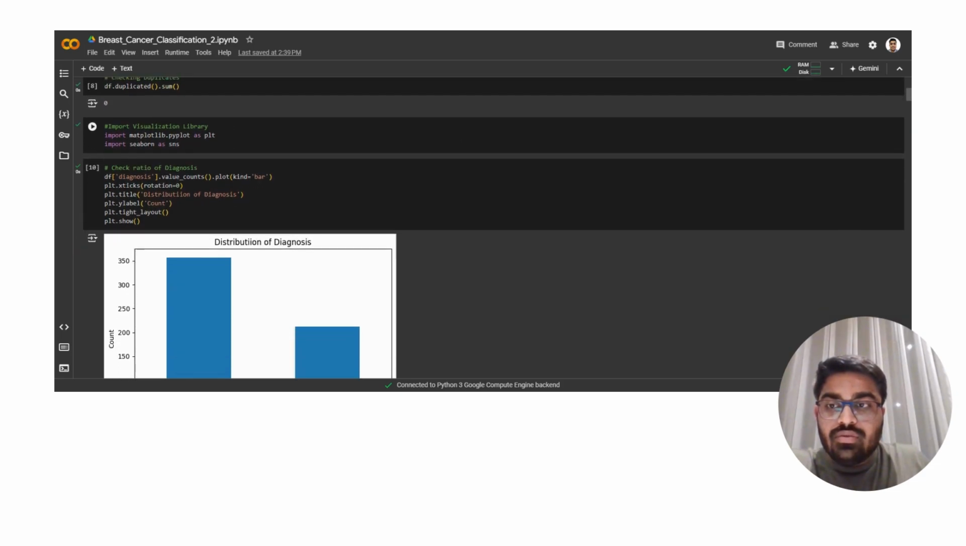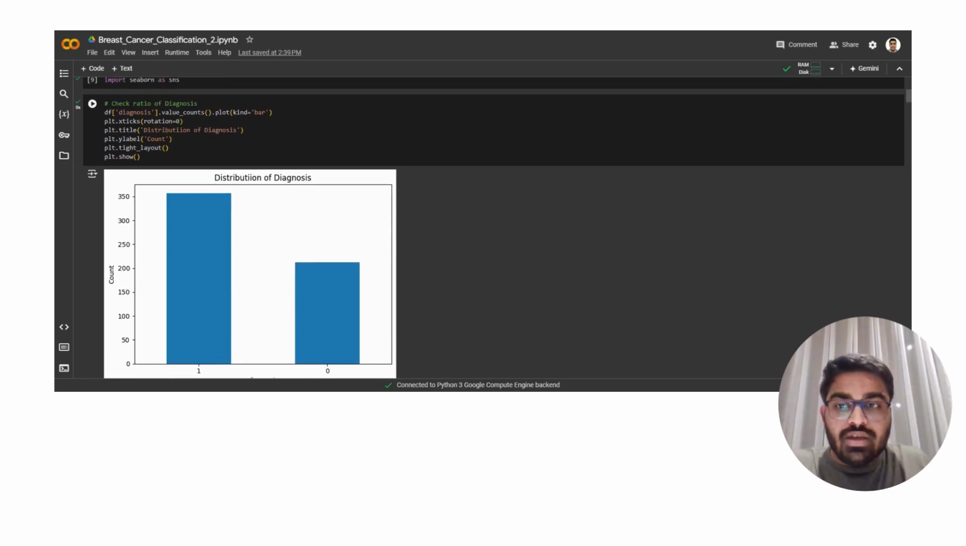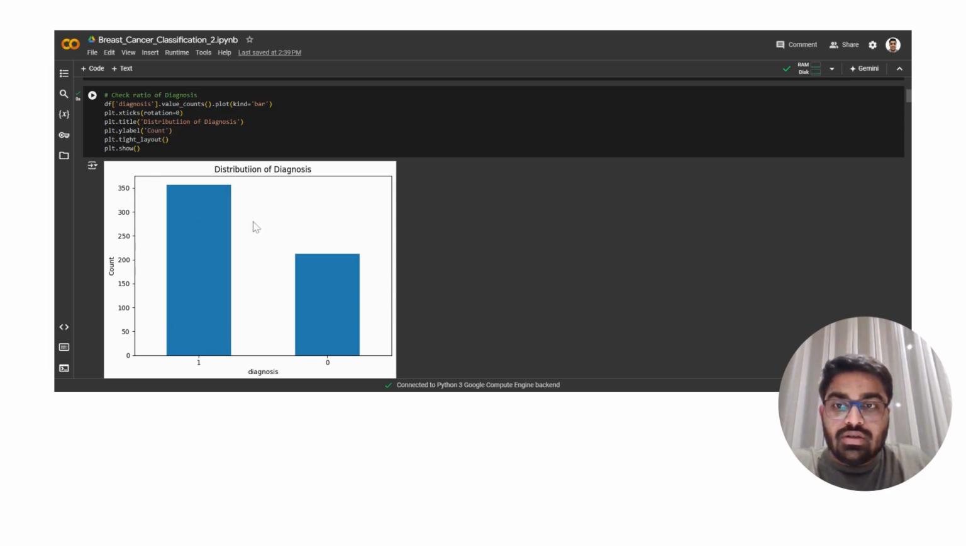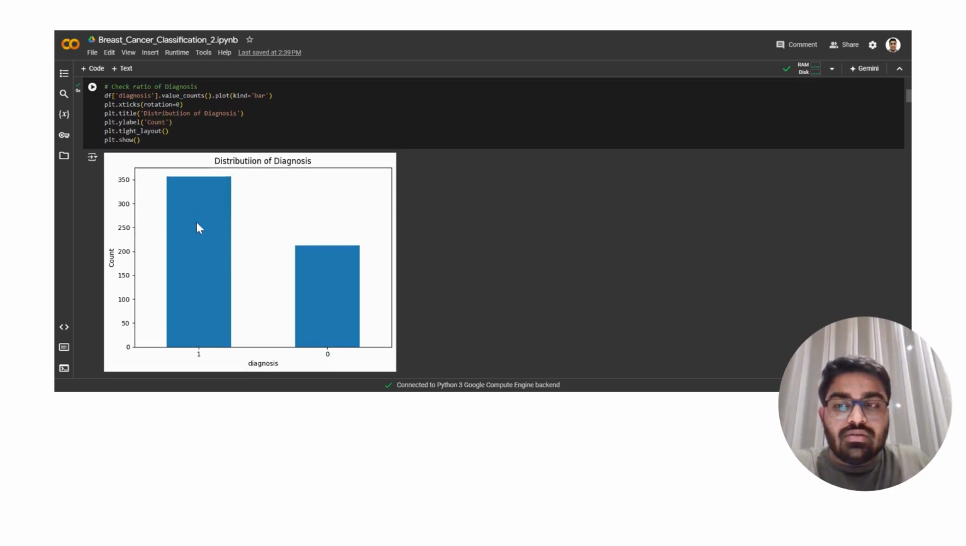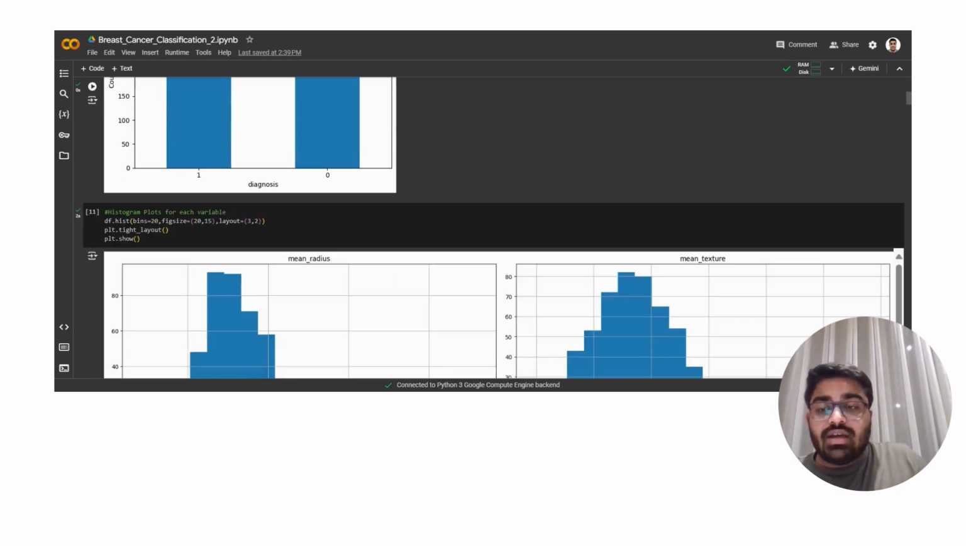Further moving on, we imported matplotlib and seaborn to plot basic statistics or describe the data. So we wanted to see the distribution of diagnosis. So one means that the patient has breast cancer. Zero means that the patient does not have breast cancer. So over here we can see that this data set has approximately 350 people having breast cancer, and about just over 200 people not having breast cancer.